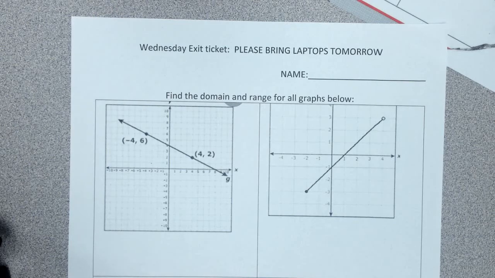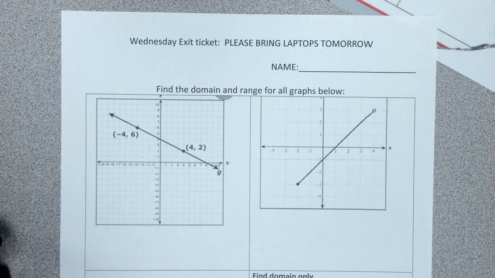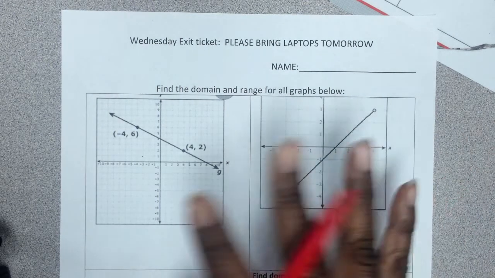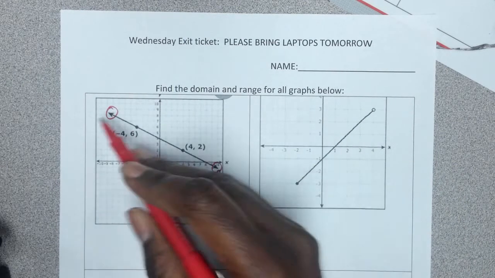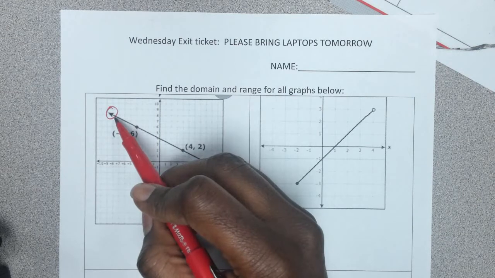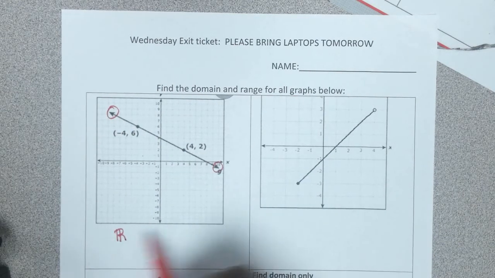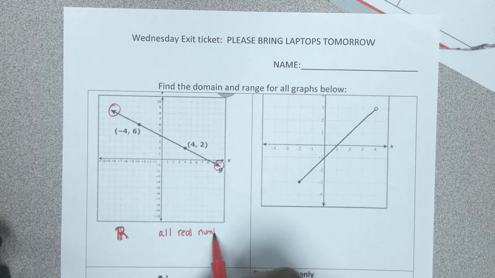Some people have surprisingly forgotten how to find domain and range, but this is on Friday's test, okay? So I'm going to go back over this worksheet to help you remember how to do it. Remember, if you see an arrow going both ways, that means infinity. There's an arrow going all the way this way, all the way that way. So this one is all real numbers, written like this, or you can write out "all real numbers."